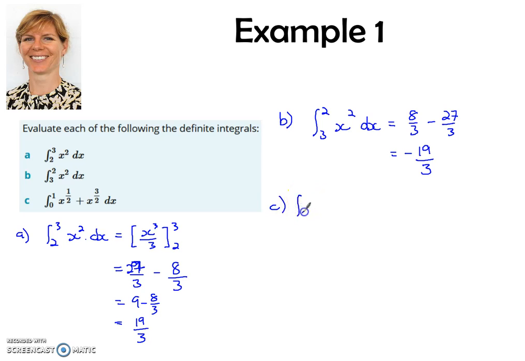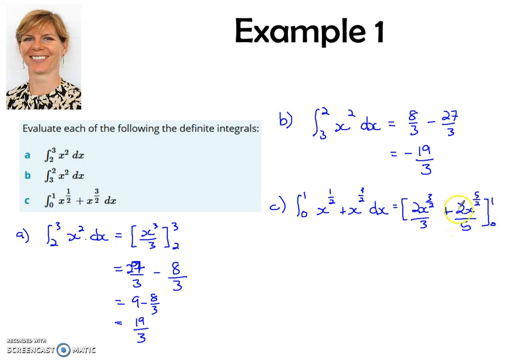Alright, C, we've got the integral between 0 and 1 of x to the power of a half plus x to the power of 3 on 2 dx. Okay, so the antiderivative there will be 2x to the 3 on 2 over 3 plus 2x to the 5 on 2 over 5, and we're going from 0 to 1.